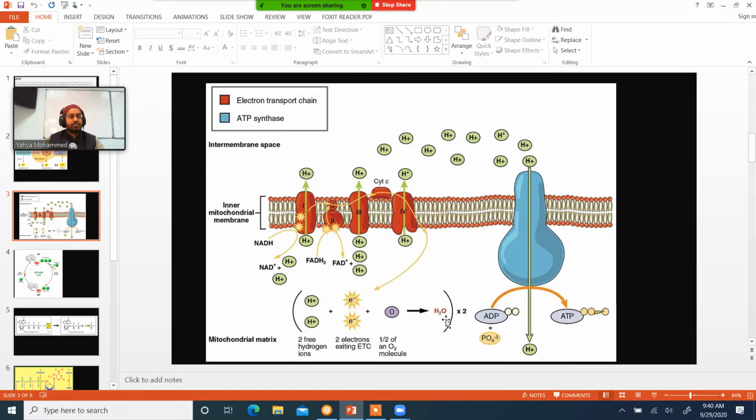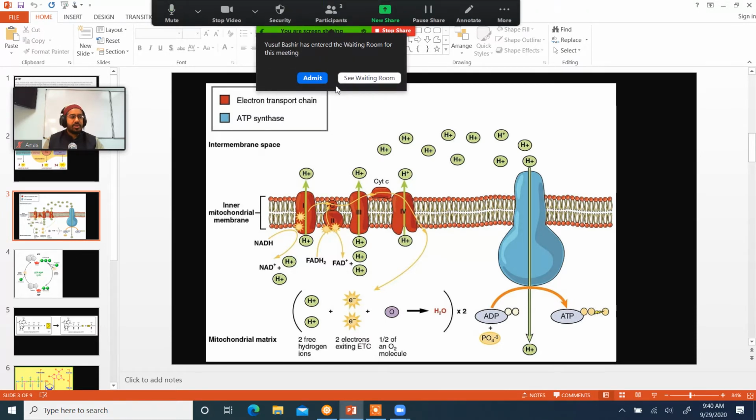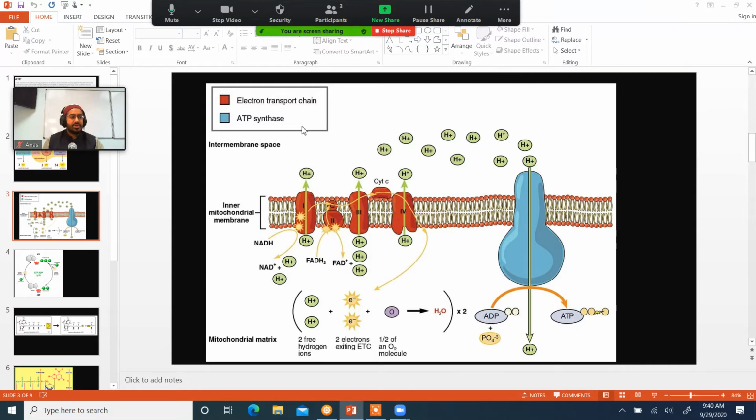All right. So Freya, take a look at this diagram right over here. It says ADP plus this phosphate group turns into ATP. Can you explain what exactly is happening over here?